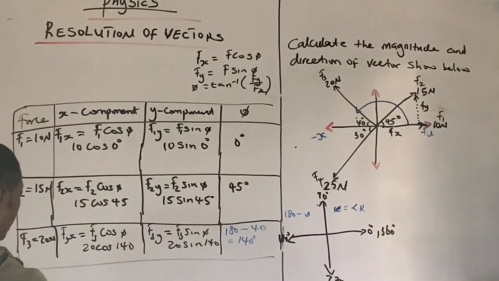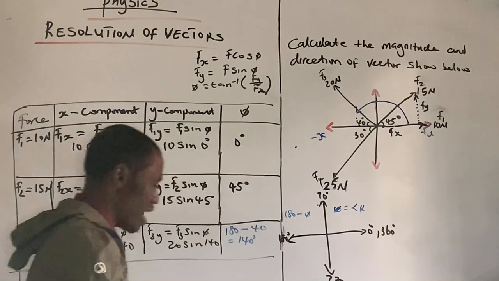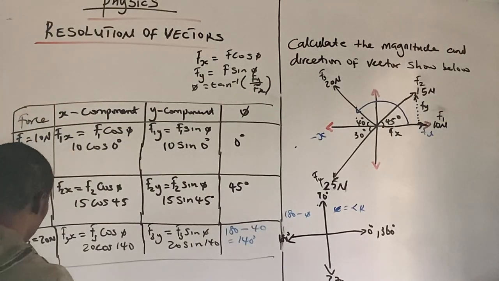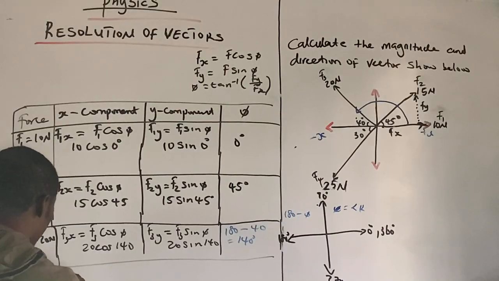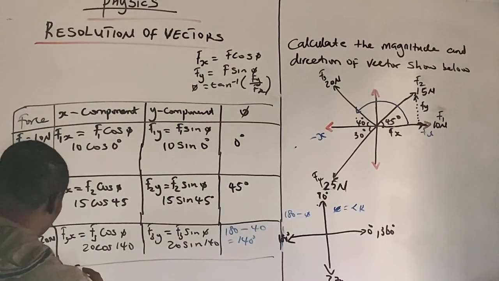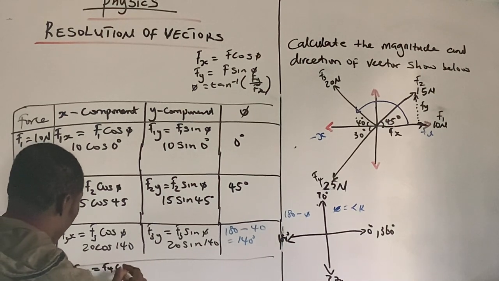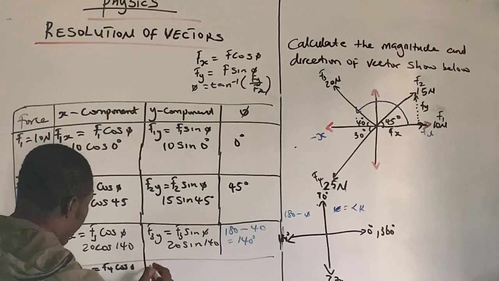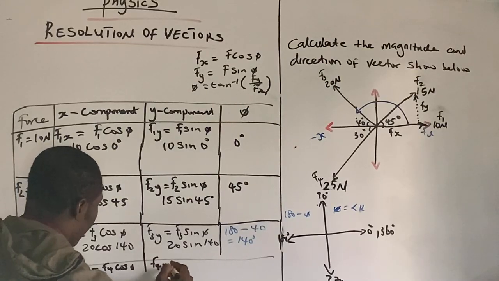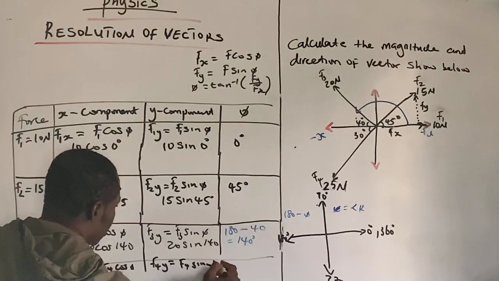The next one is the fourth force, F4. Now F4, or the fourth force, is 25 newtons. Let's write that down. 25 Newton. Now for 25 Newton, recall that it's going to be F4x, which is equal to F4 cos theta. The next one is F4y, which is equal to F4 sine theta.